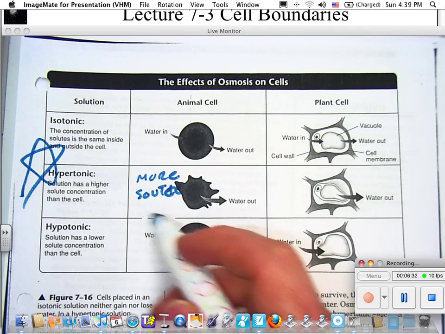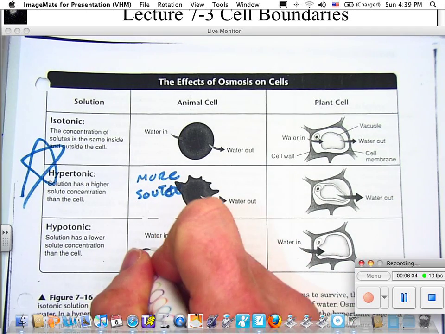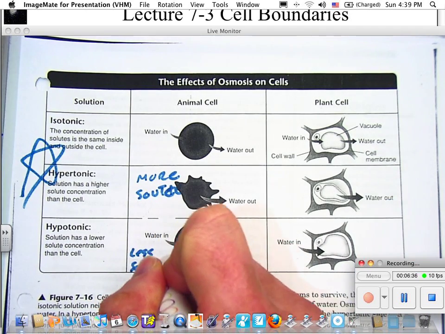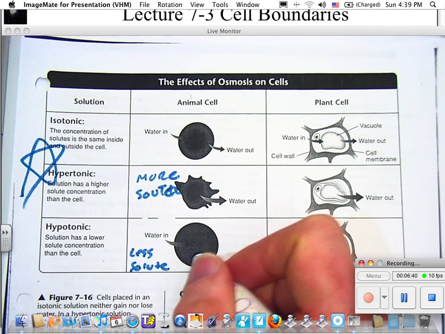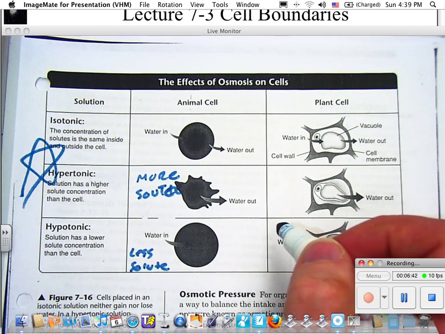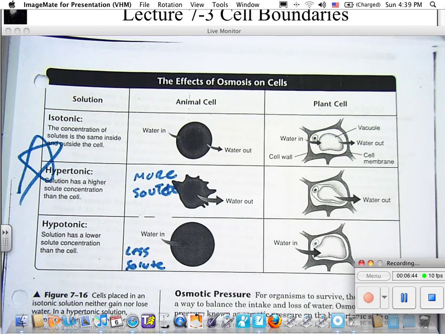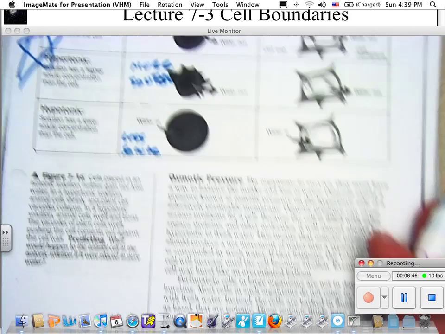And hypotonic means there is less solute outside the cell. What happens is water is going to rush in from outside the cell and cause the cell to expand. Now, let's keep reading.